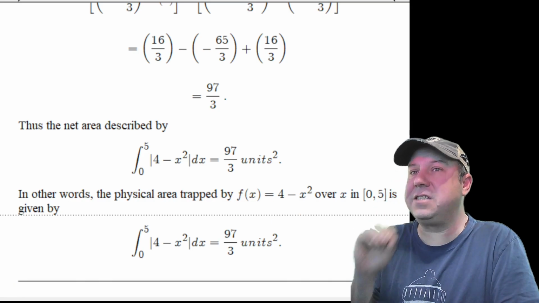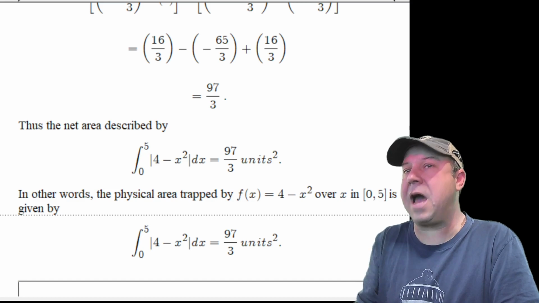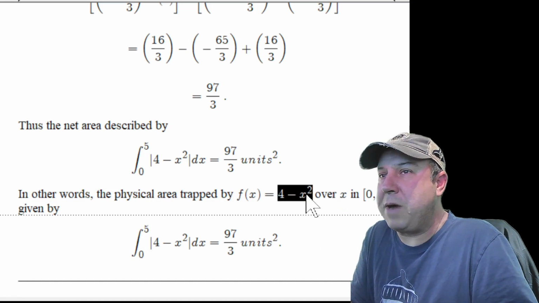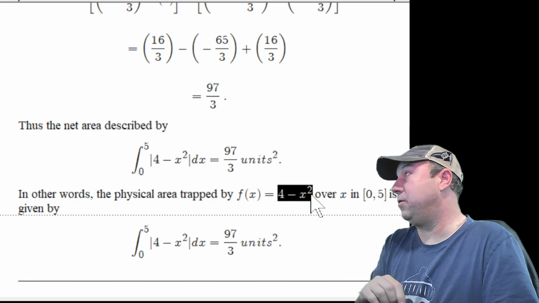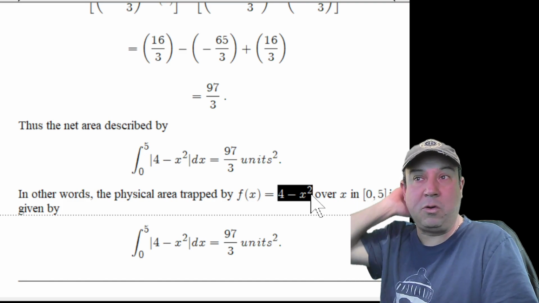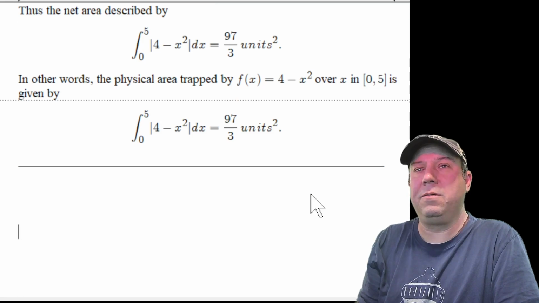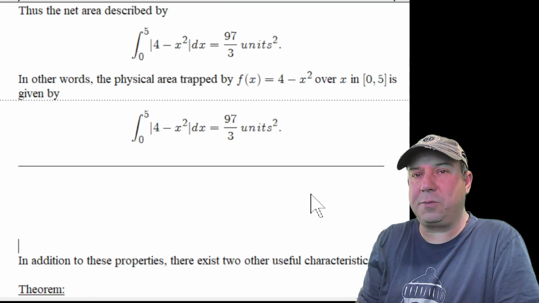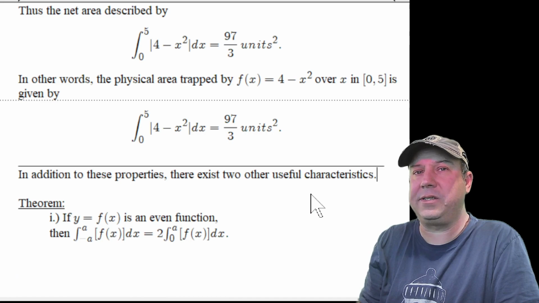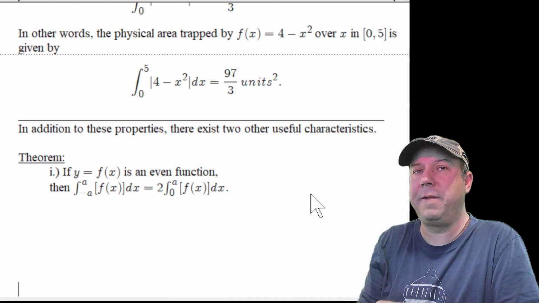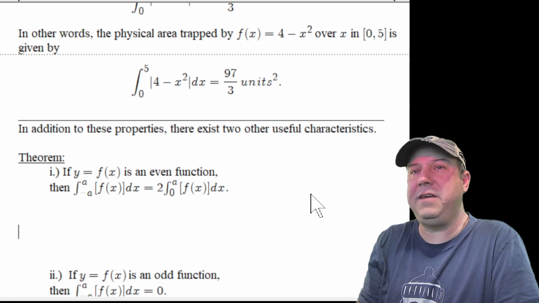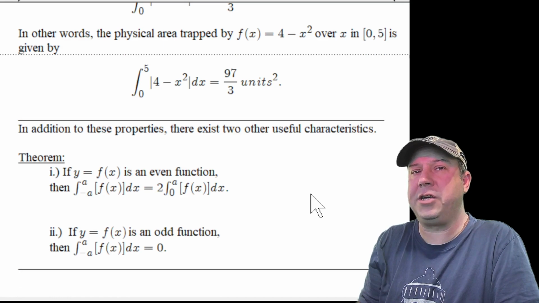And that's the physical area of space trapped by just the function, without the absolute values, right? With the absolute value symbols removed. All right. Now, in addition to those properties, there are two other properties this section presents as new. And this is what's called the even and odd function property of integration.